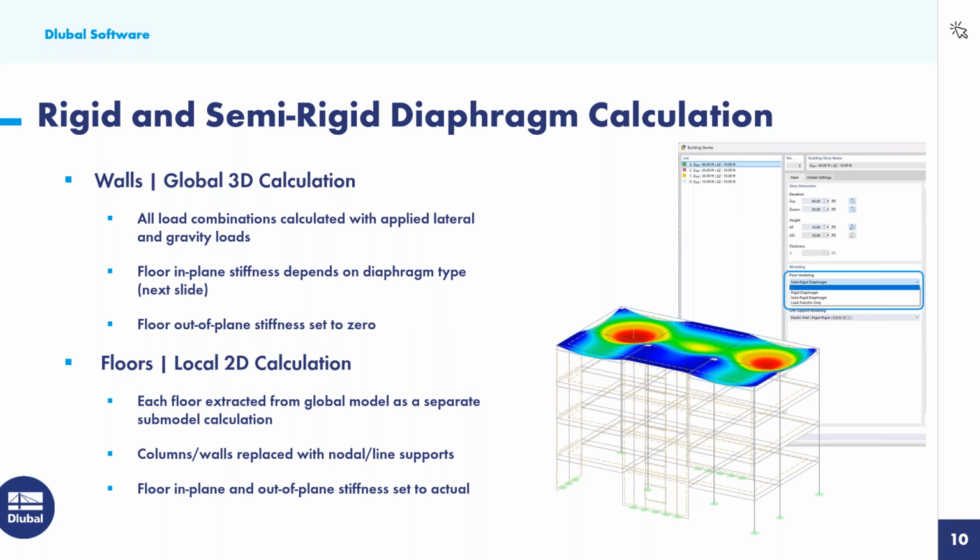Now, it's important to understand here for this 2D calculation, though, that for both the in-plane and out-of-plane stiffness of this floor, we're going to set this to the actual stiffness, meaning we refer to the material, we refer to the thickness, we calculate the actual stiffness. So all in all, you can think of this 2D calculation really as looking at the gravity loads only, because in the lateral directions we're supported here with nodal and line supports, but we're also going to use the true stiffness properties that you have set with that surface element.